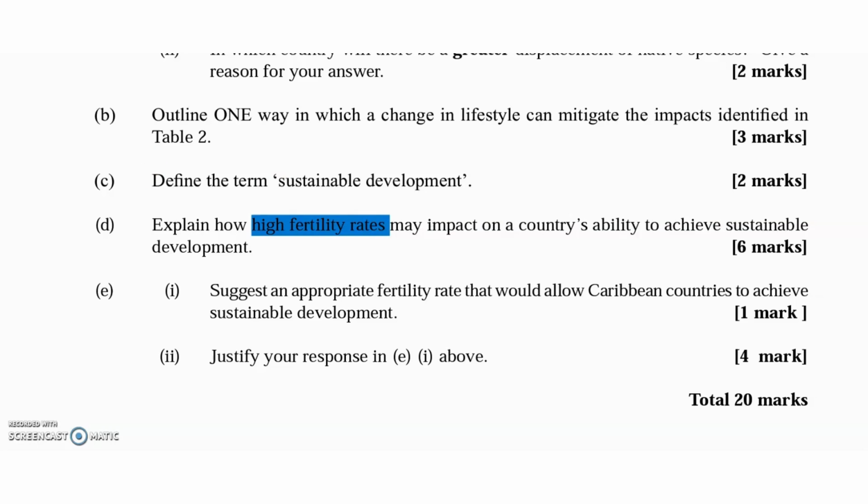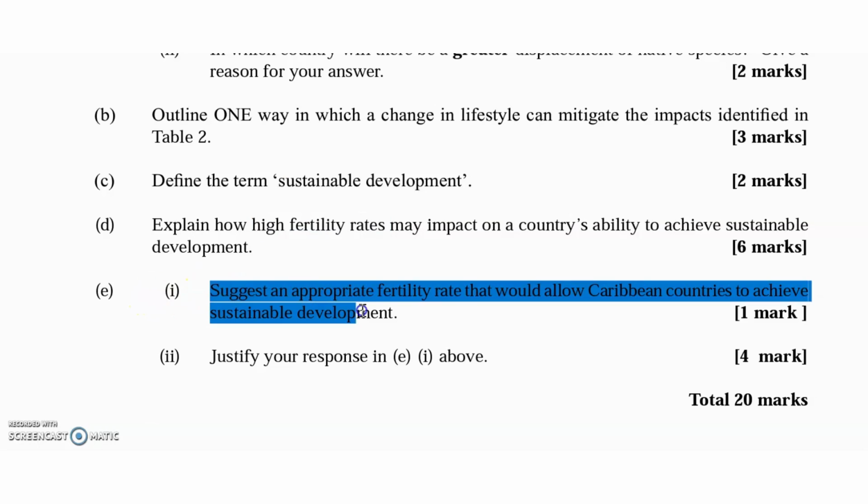All right. Now, part E: suggest an appropriate fertility rate that would allow Caribbean countries to achieve sustainable development. There is a concept known as the replacement level fertility. That is a numerical value of 2.1, which technically allows the replacement of the previous generation. So the appropriate fertility rate of 2.1 would be ideal for the Caribbean countries to achieve sustainable development.